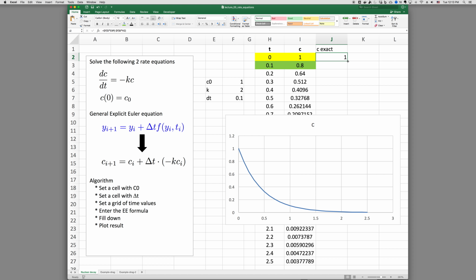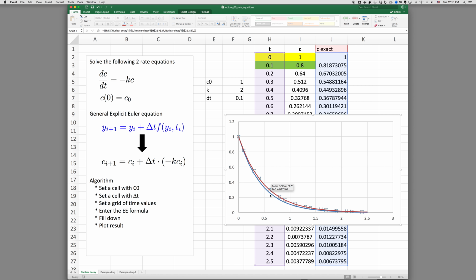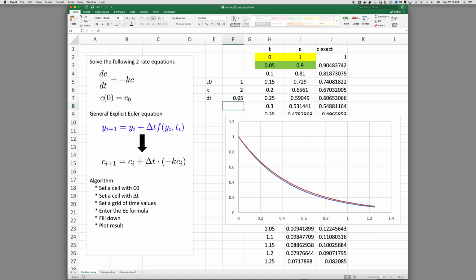So this is C, and then if we add that one to the plot, this red curve is the exact solution, and the blue curve is our approximate explicit Euler. And it's close. If we make the step size smaller, sure enough, we get the same value, and as the step size decreases, the approximate and exact solutions get closer. So that also is another way to have confidence that we are applying the method correctly.